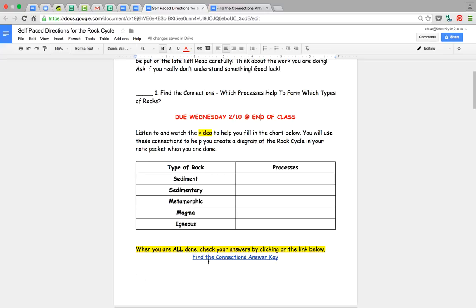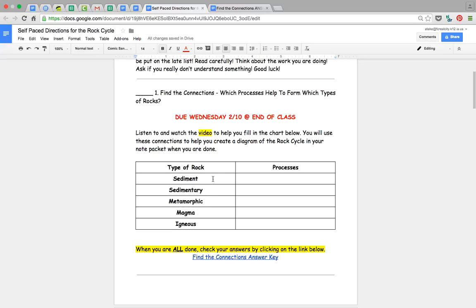On the left-hand side of your chart, you will see the three main rock types that we talked about: igneous, metamorphic, and sedimentary. I've also added in sediment, which remember is just tiny pieces of broken down rock, and magma, because while they're not some of the main types of rocks we talked about, they are necessary steps in forming those three main types of rocks.